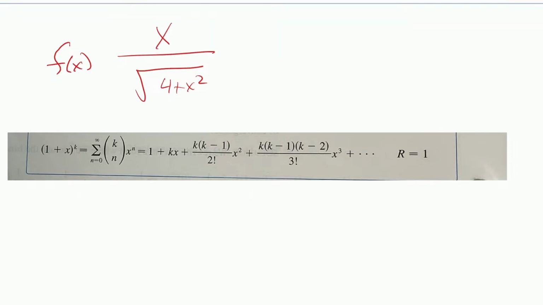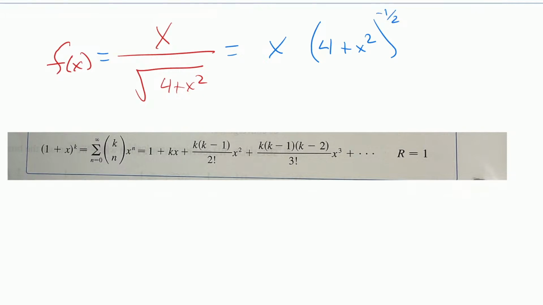The first thing to note is the x in the numerator. As with any of these, if there's an x times a function, it's not a problem because you just multiply whatever your power series is times x, and it just increases all the exponents by 1. That's not a big deal. It's the denominator that's the problem. So here's how I'm going to do this: I'm going to write this as x times 4 plus x squared to the negative 1/2 power.